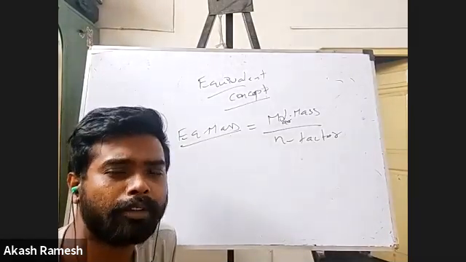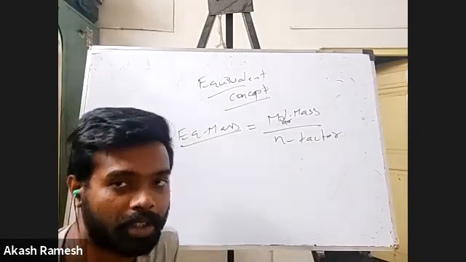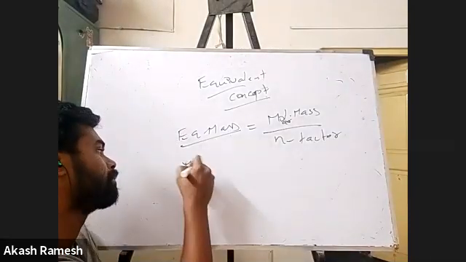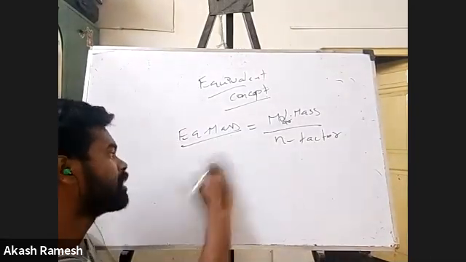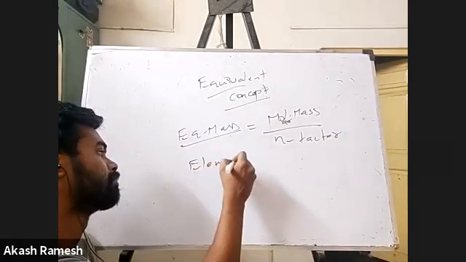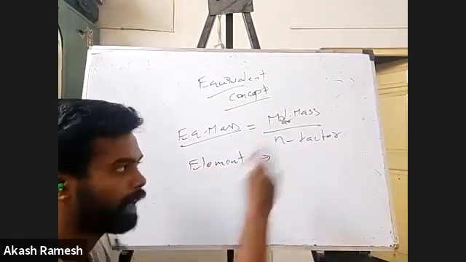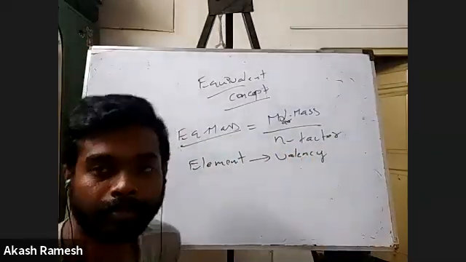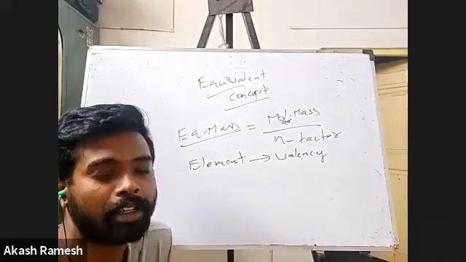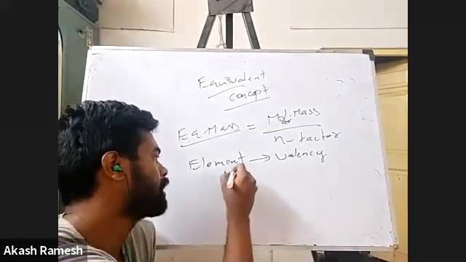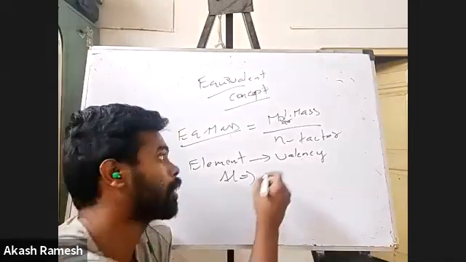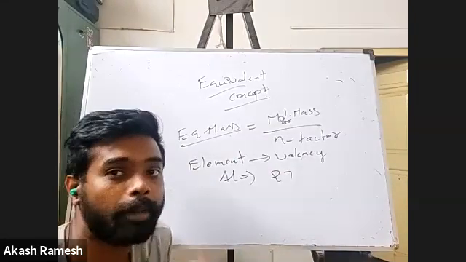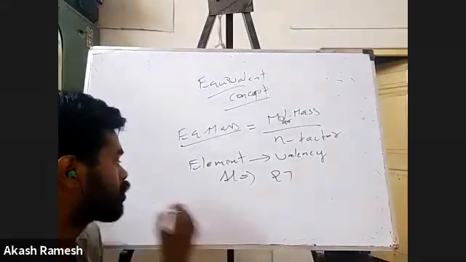This n factor is going to be different for different kinds of chemical species. For example, if you have a metal or a non-metal, or in general an element, the n factor would be its valency. So I can easily tell, for example, if I take aluminium, aluminium's molar mass or atomic mass is 27, and I know the valency of aluminium, which is going to be 3.